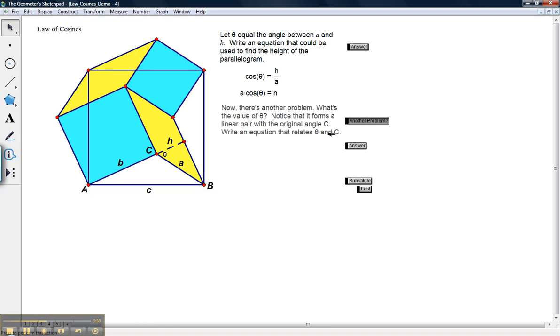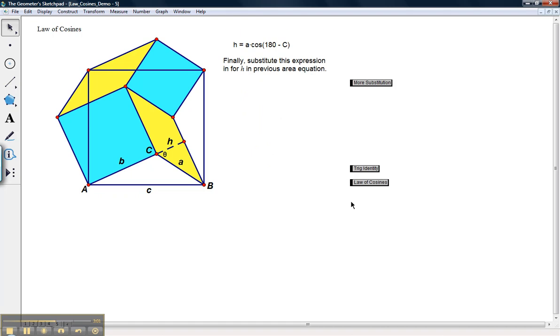Notice that it makes a linear pair with angle C that is inside of the triangle. Linear pairs add up to 180 degrees, so there's an equation that relates theta to C, and that is theta equals 180 minus C, because they're supplementary. So now we substitute that in for this angle theta here, and we don't have any problems anymore.